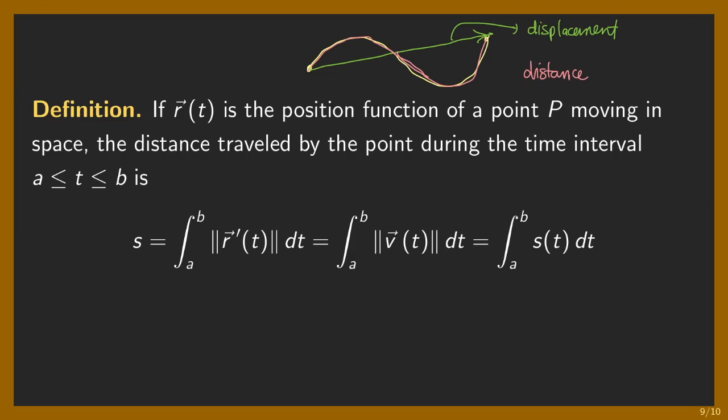So of course the formula to get the distance or the length is the integral of the derivative of the position. But the derivative of the position is the velocity, and the norm of the velocity is the speed. Therefore the distance traveled is just the integral of the speed from A to B. Okay?